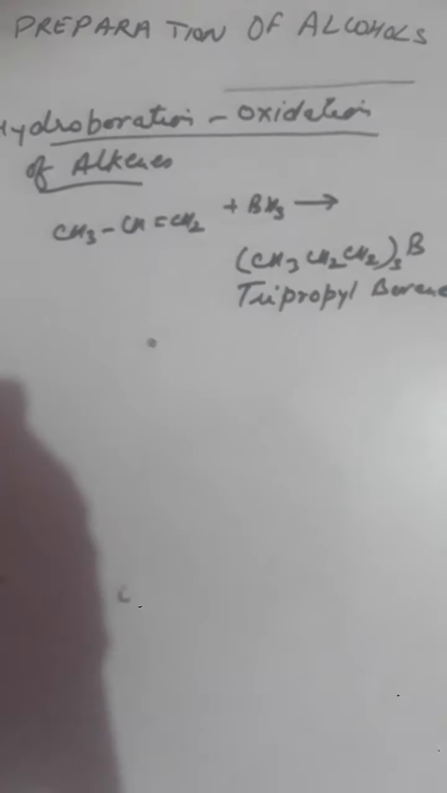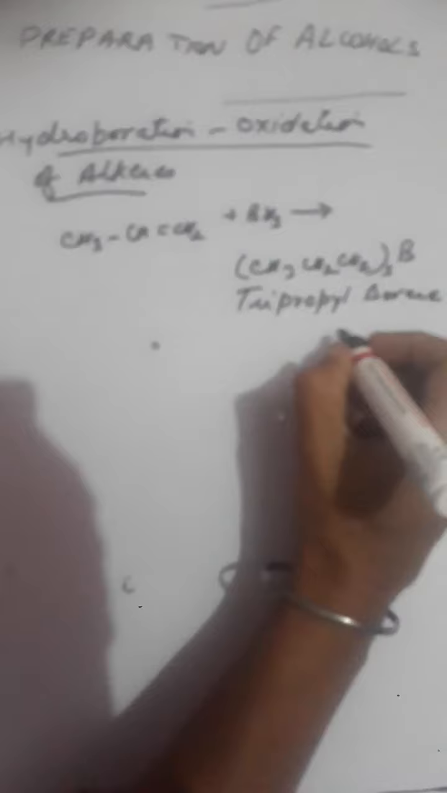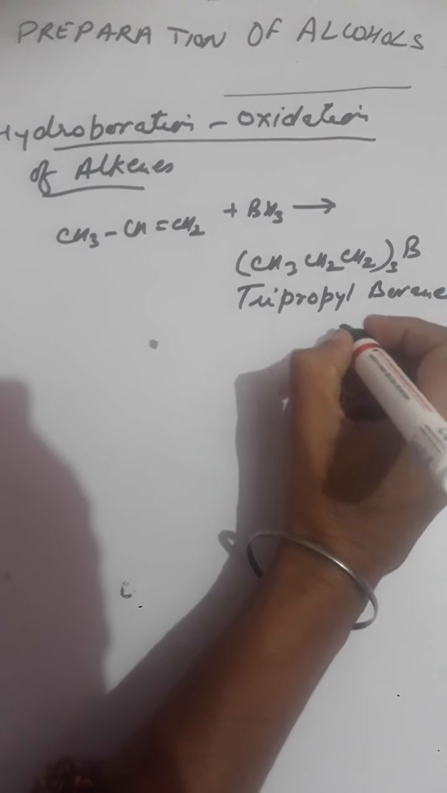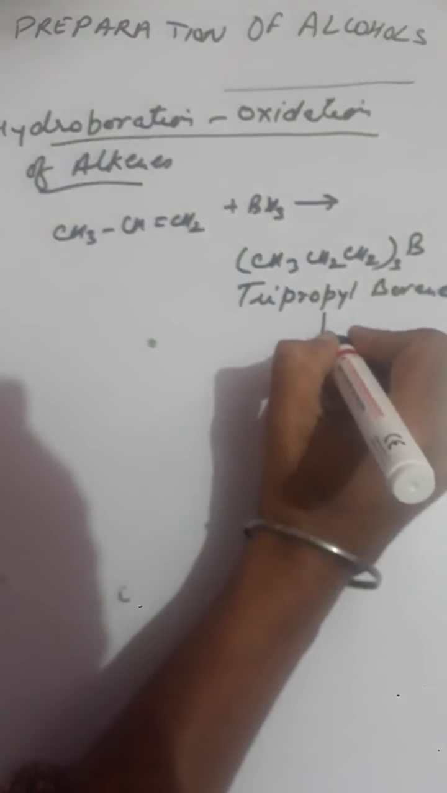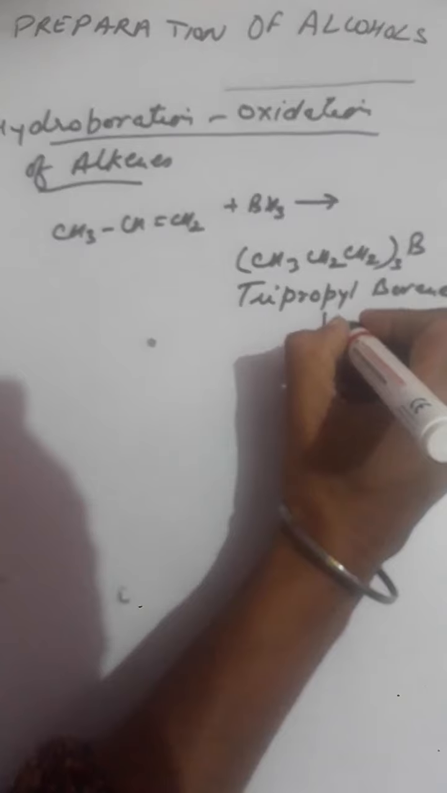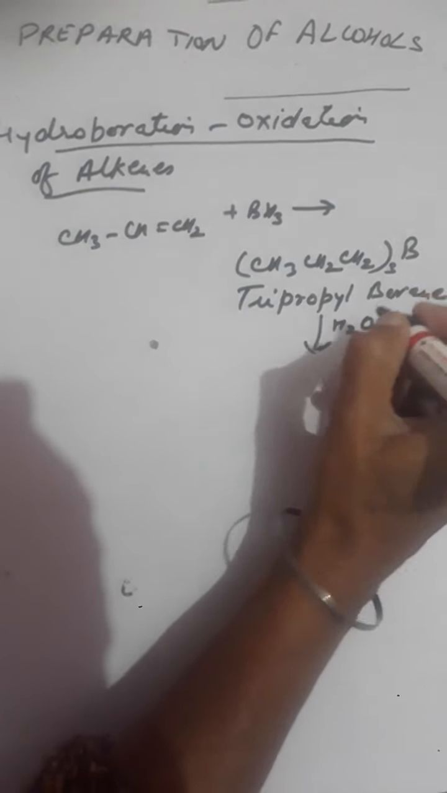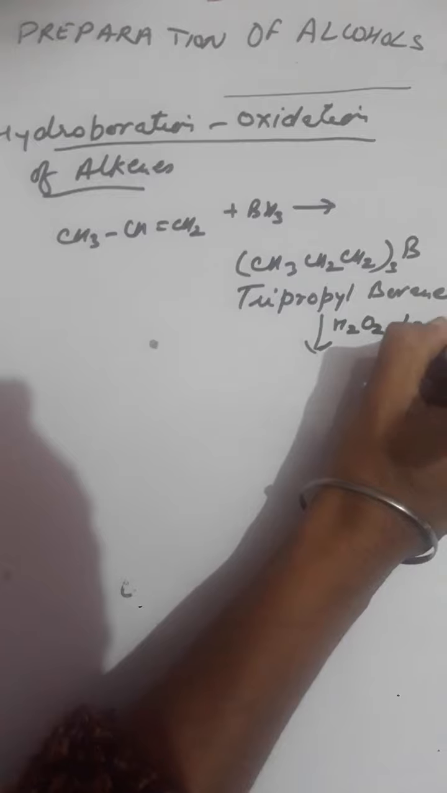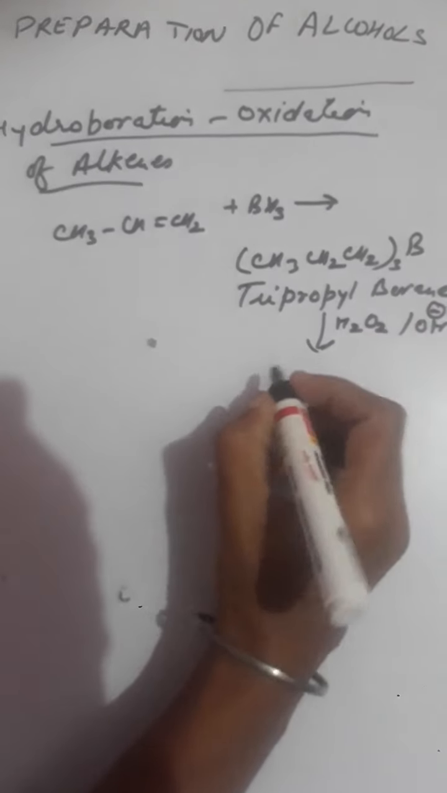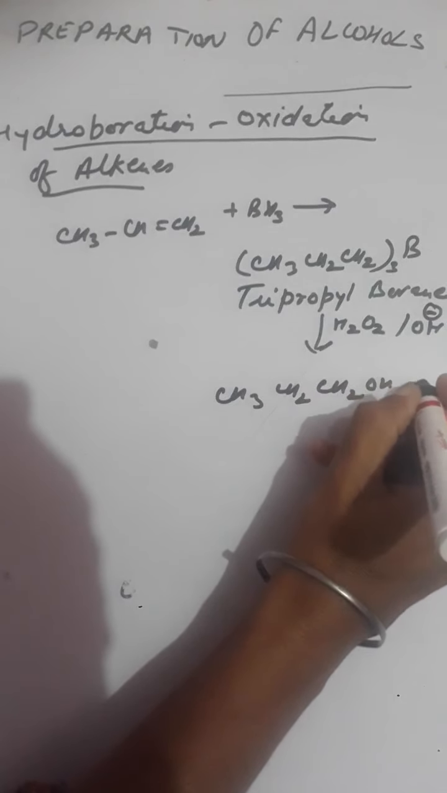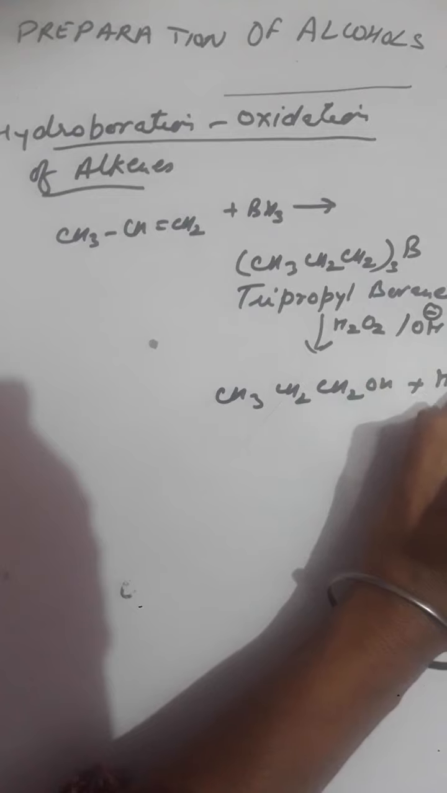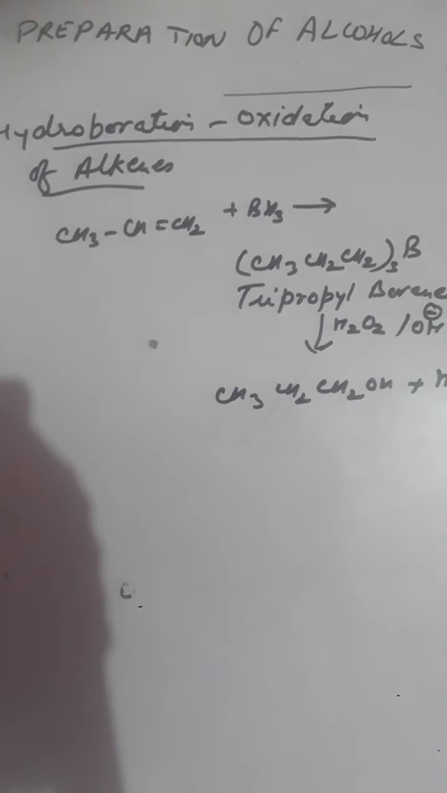And this tripropyl borane, when treated with water plus H2O2, that is hydrogen peroxide, in the OH negative aqueous alkaline medium, is going to form CH3CH2CH2OH. This is another method of preparing alcohols from alkenes.